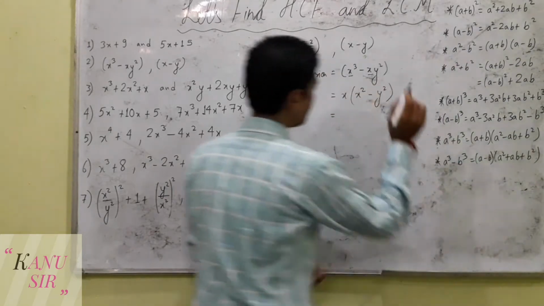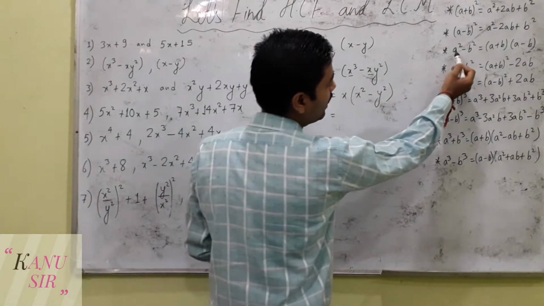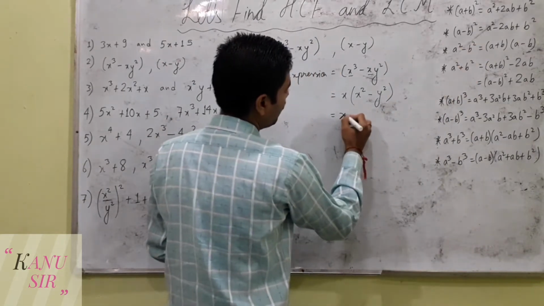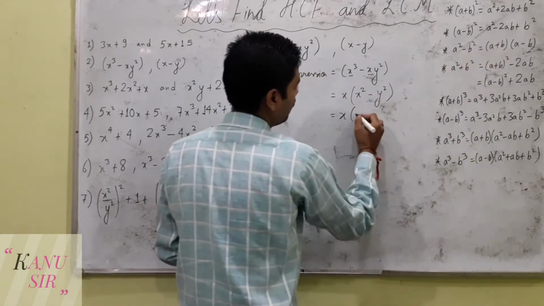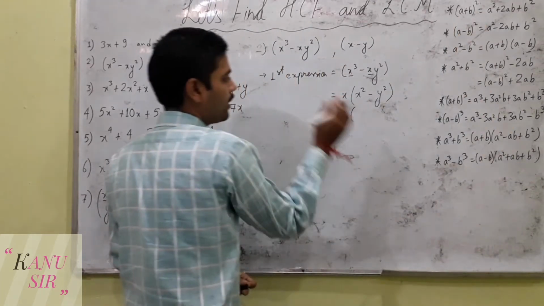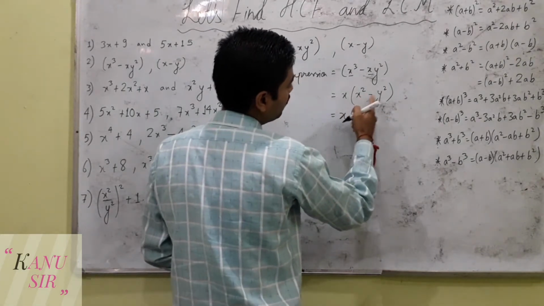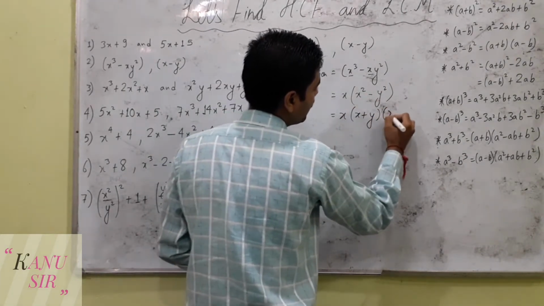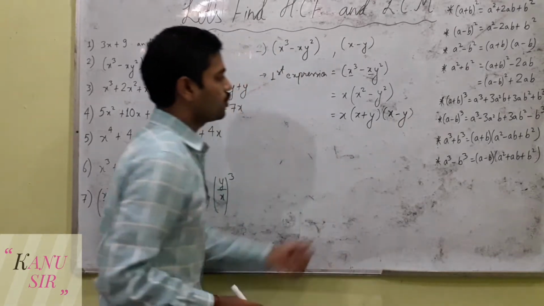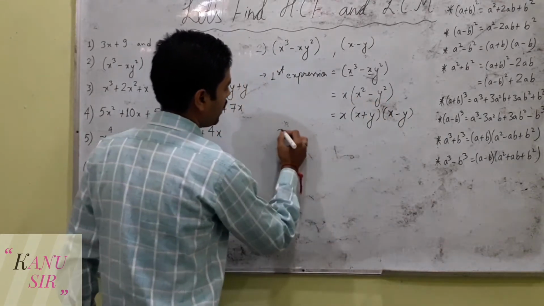Now we have the expression x square minus y square. It is similar to the formula a square minus b square, so you can apply this formula here. As I have said before, we have to use this formula time and again in the given questions. The solution of x square minus y square will be (x plus y)(x minus y). So these are the two factors of the expression x square minus y square.